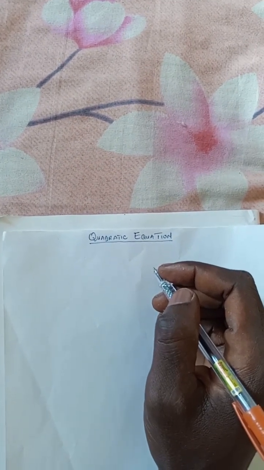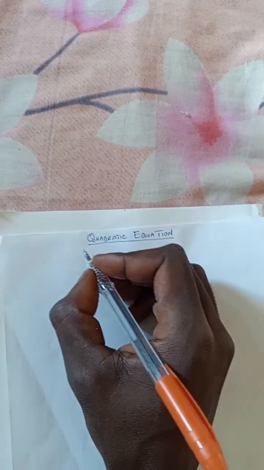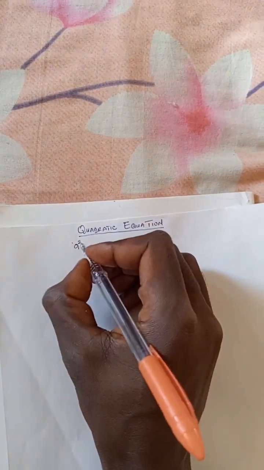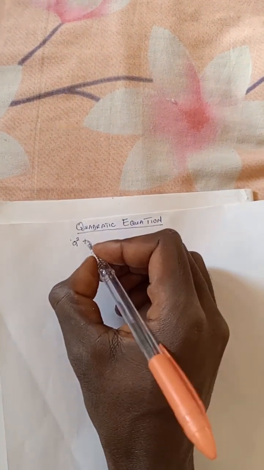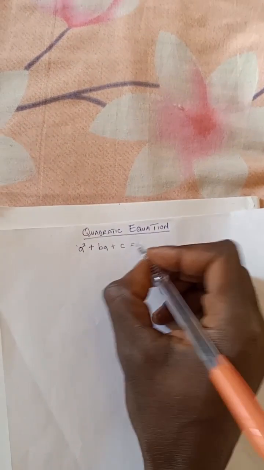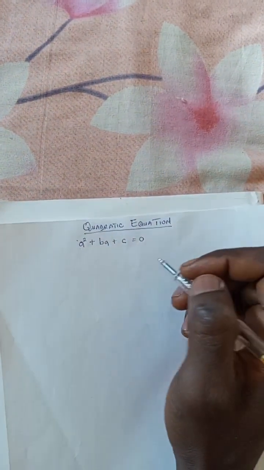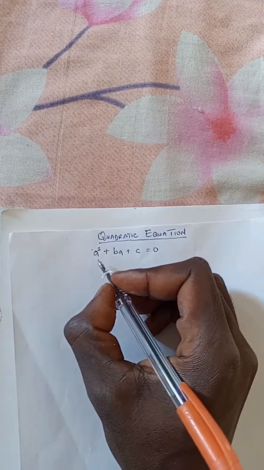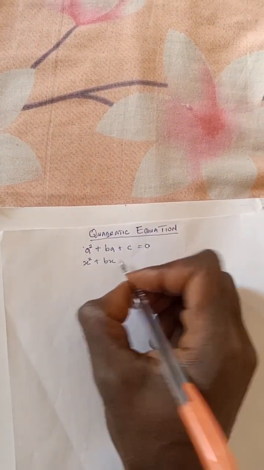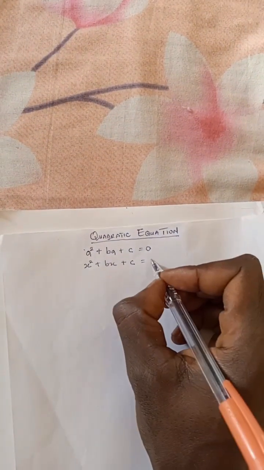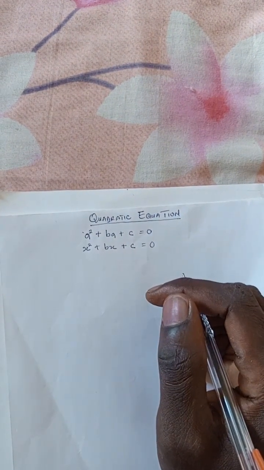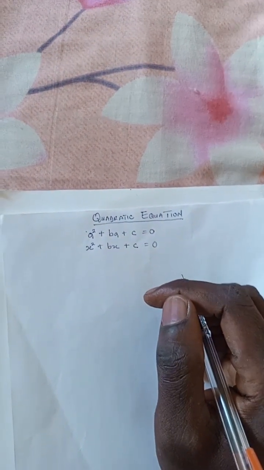And how do you identify a quadratic equation? This is the way you identify your quadratic equation. If you see an equation in this pattern, a square plus ba plus c is equal to 0, this is how you identify a quadratic equation. Or as we are going to be using x, let me use x square plus bx plus c being equal to 0. Every quadratic equation must be able to be equivalent to 0. So that's how to identify a quadratic equation.